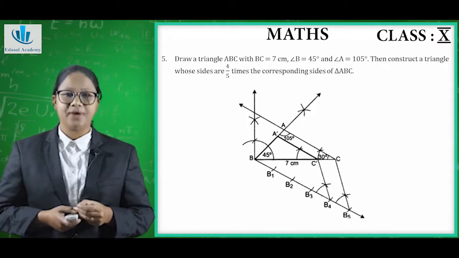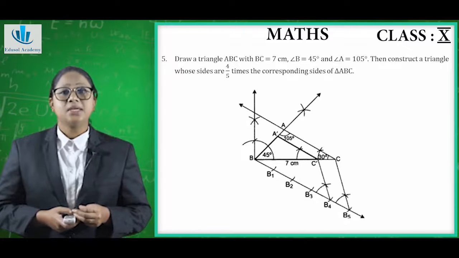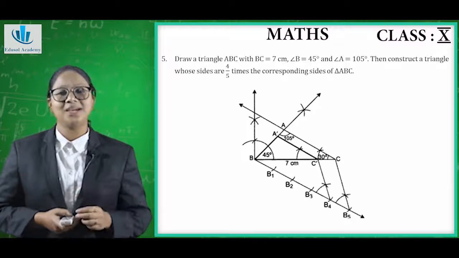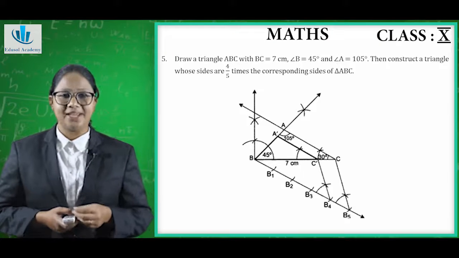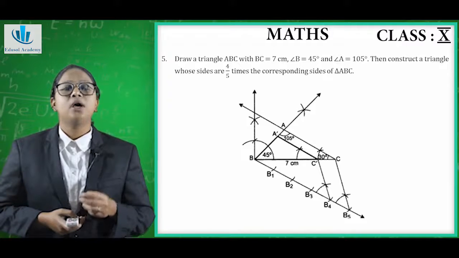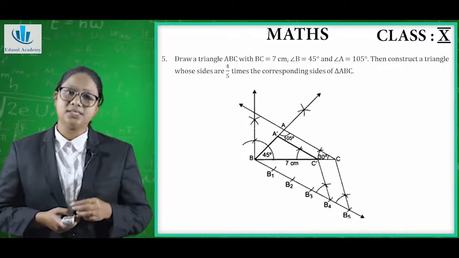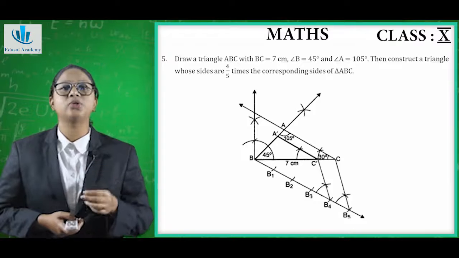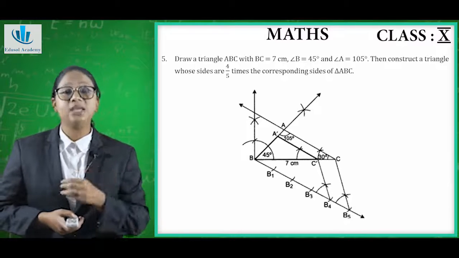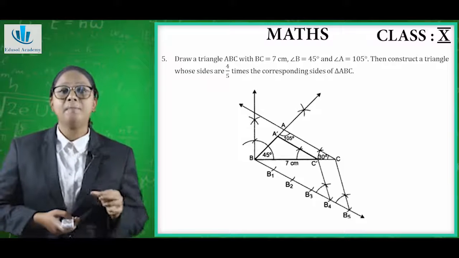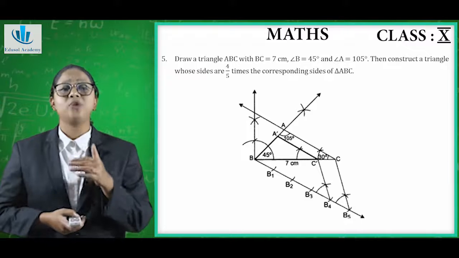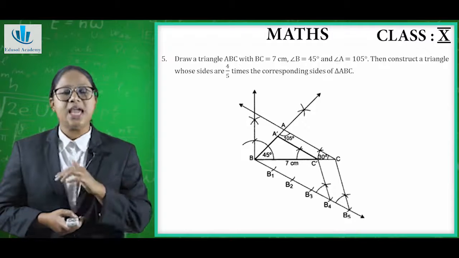Now moving on, draw a triangle ABC with BC 7 centimeter, angle B 45 degree and angle A 105 degree. Then construct a triangle whose sides are 4 by 5 times the corresponding sides of triangle ABC. So we shall construct a triangle ABC with 45 degree and 30 degree because we don't know the construction of 105 degree. So we shall draw BC 7 centimeter, and from B we shall construct 45 degree, extend it, and from C we shall draw 30 degree and extend it.